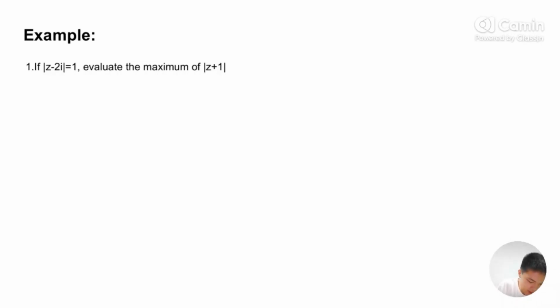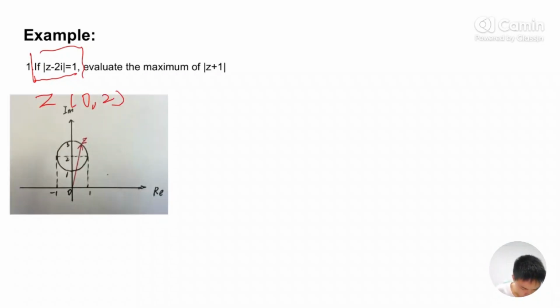First, let's think about what this sentence means. z minus 2i, and we find its absolute value. What does it mean? It means the distance between point z and point (0, 2). So it's actually a circle whose center is at (0, 2) and radius is 1. Here's our graph, and our point z is moving on this circle.